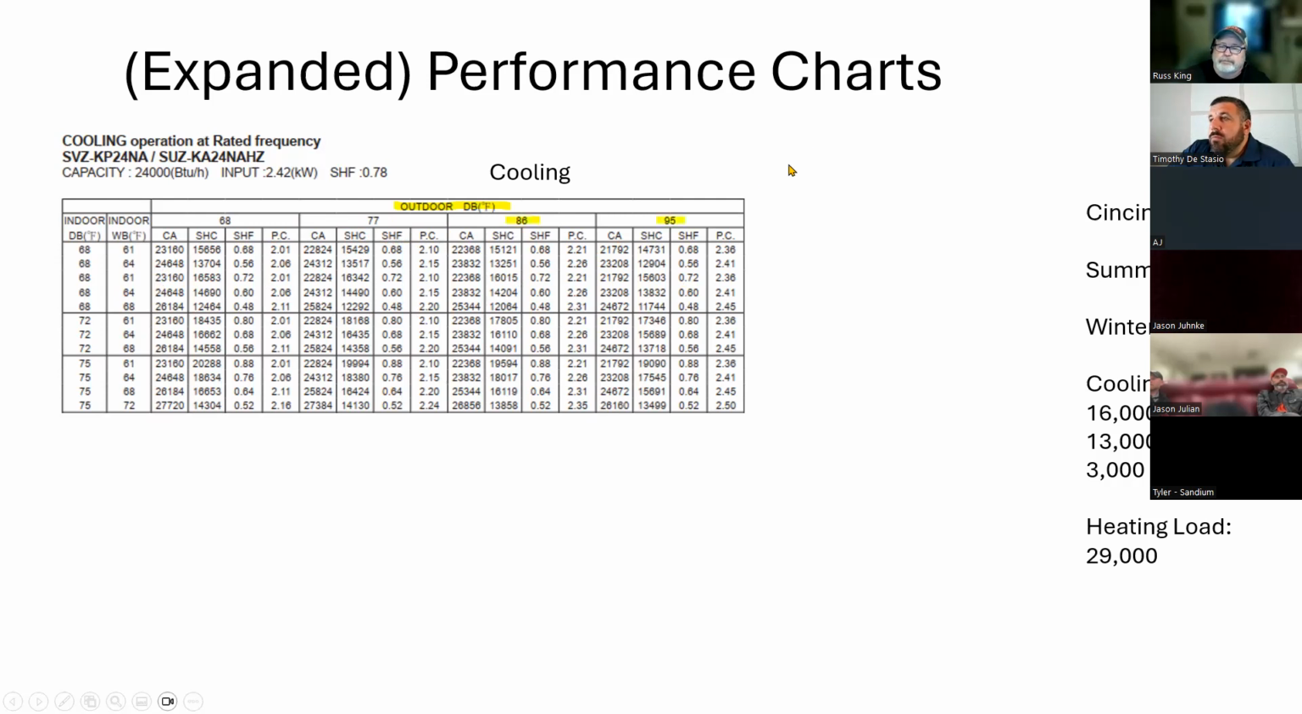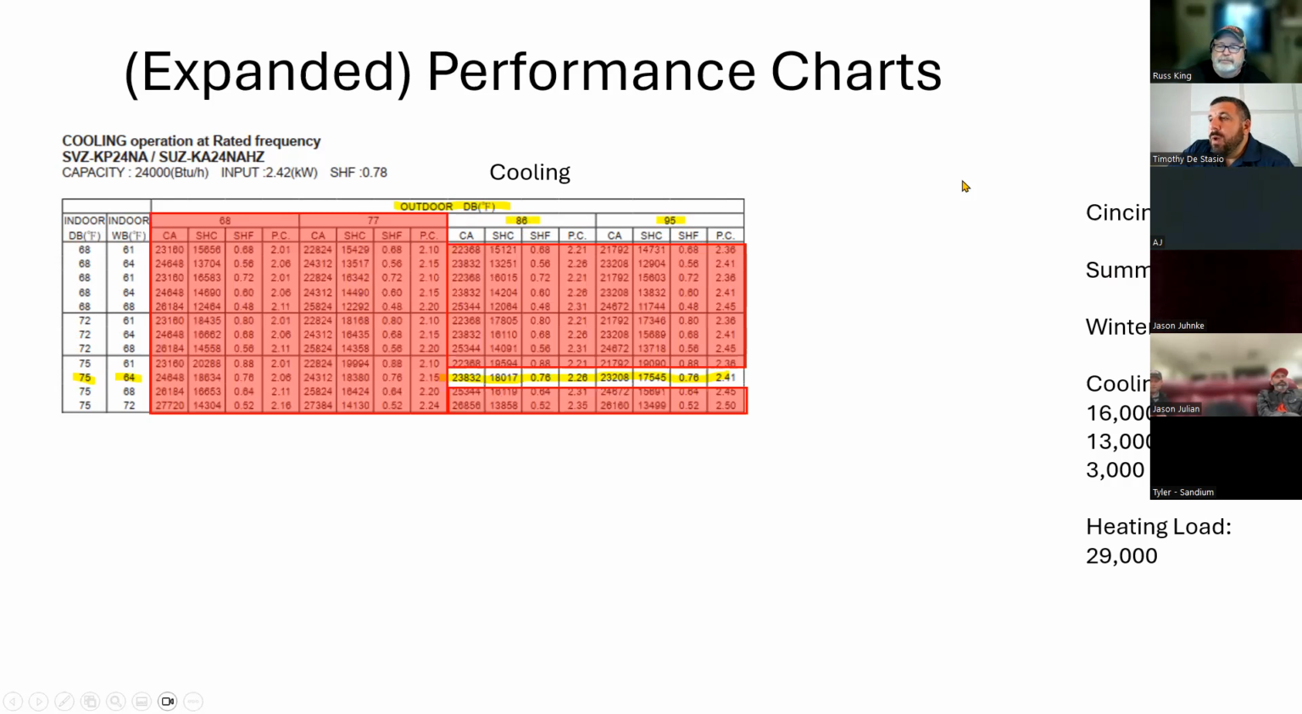All right. So really, we're only worried our outdoor design conditions in Cincinnati is 90. So we're going to be somewhere in between these two columns. And our indoor dry bulb and wet bulb is this line here. So we're only worried about these numbers highlighted right here. Everything else can go away. So don't let these charts intimidate you. Break them down to just the information you need.